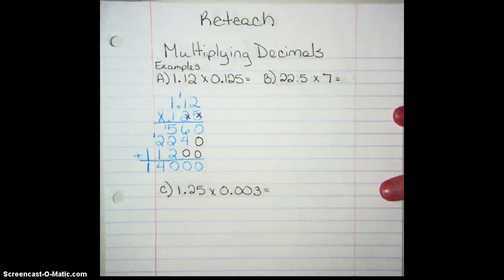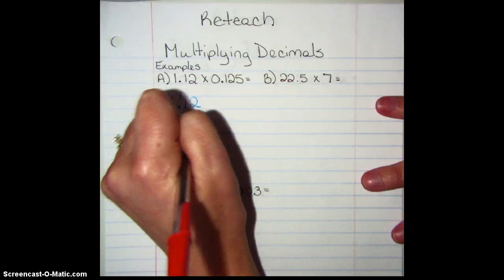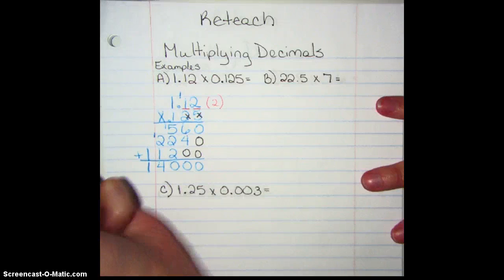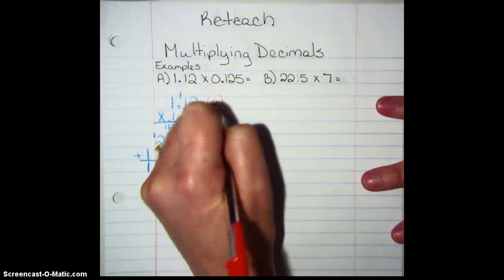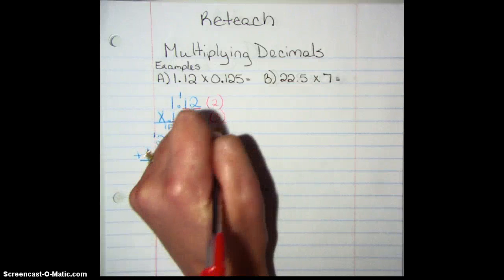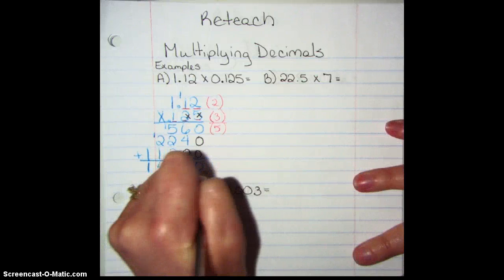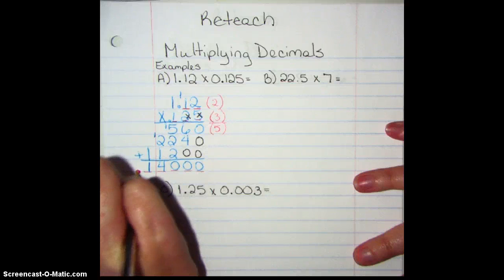At this point, it's time for me to figure out what my decimal point is. So the first thing that I'm going to do is look to see how many numbers after the decimal point I actually have. I have 2 here, which means I'm dealing with the hundredths place. I have 1, 2, 3 here, which means I'm dealing with the thousandths place. When I combine those, that's going to make 5 numbers after the decimal point. So I'm going to go ahead and count 1, 2, 3, 4, 5, and put my decimal in front of that 5th number.